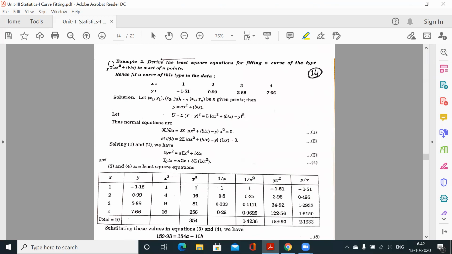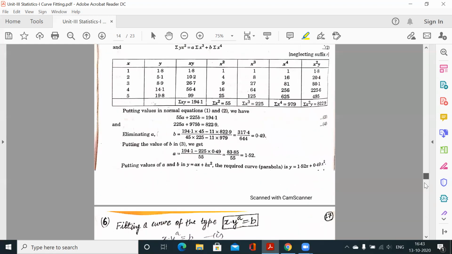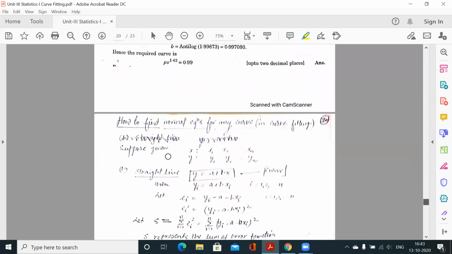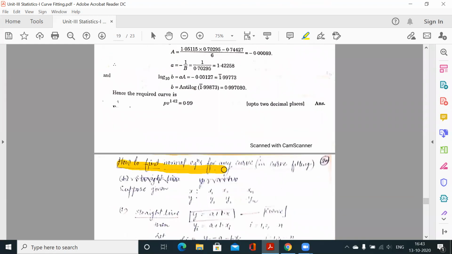So this is your question. Y is equal to ax square plus b by x. This is the process of how to find the normal equation, but we will discuss this after solving all the questions. I have given the proofs in the last, on how to find the normal equation for any curve in curve fitting.